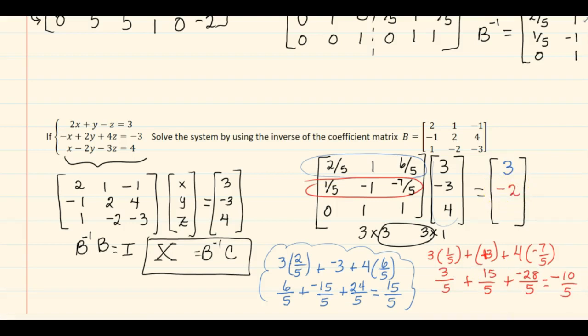And then now we're ready to do the last one. We're going to multiply the last row times our column. When I multiply, I get 0. When I multiply, I get -3. When I multiply, I get 4. So -3 plus 4 is 1.